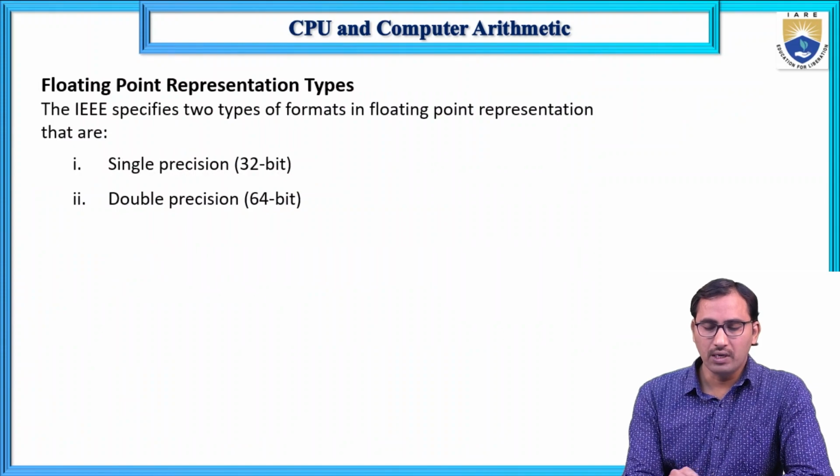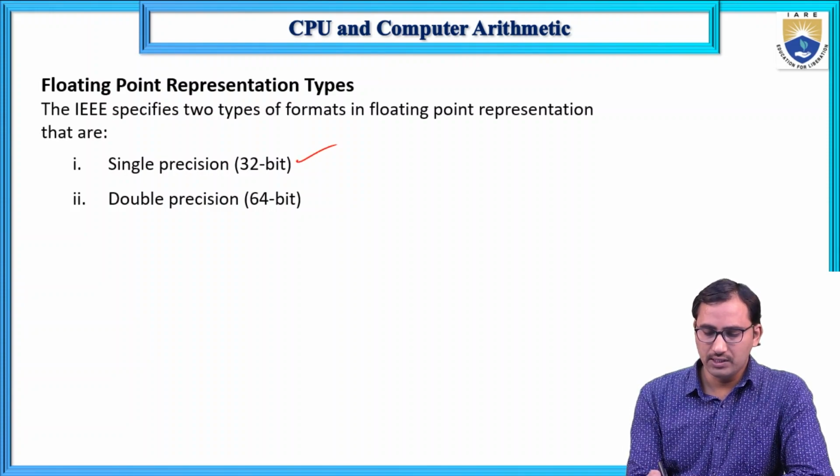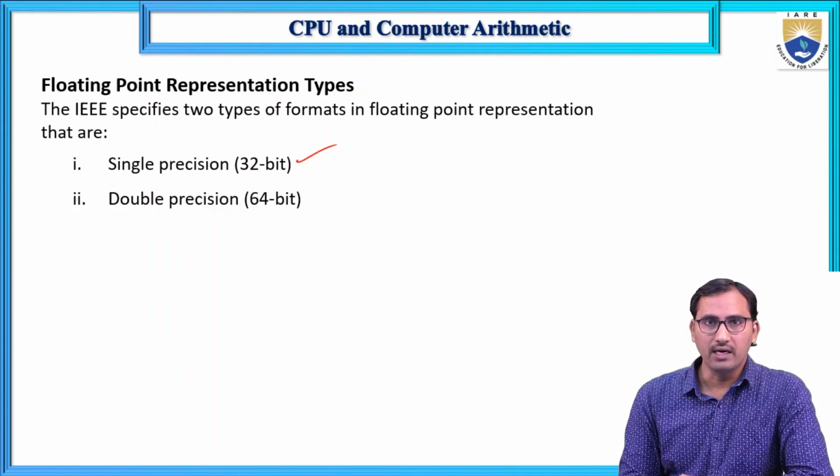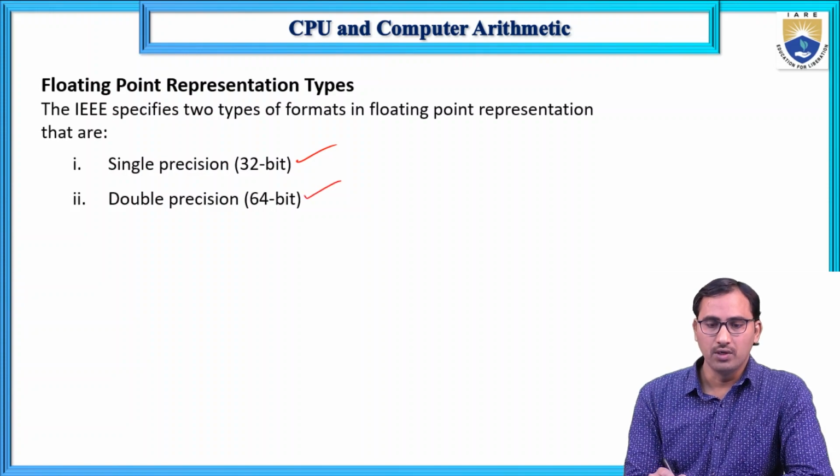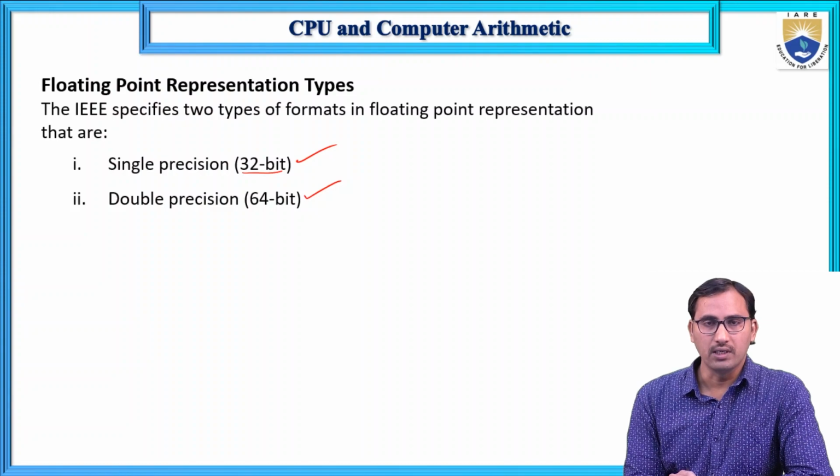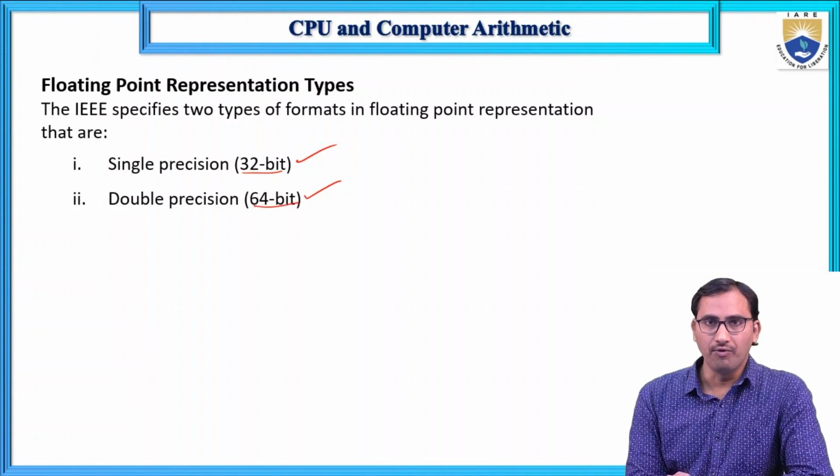The floating point representation has two types according to the IEEE 754 standard. The first one is single precision and the second one is double precision. Single precision means we are representing the floating point number using 32 bits, and in double precision, we are representing the floating point number using 64 bits.